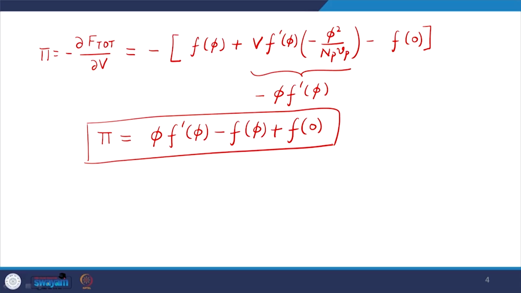So, this was expected because pi is a driving force of mixing, and we already said if I know a small f, I can characterize mixing. So, both have to be related. Now, let us look at the chemical potential.